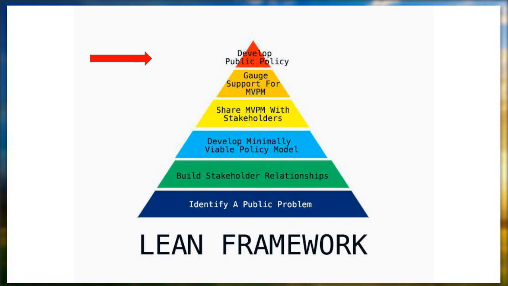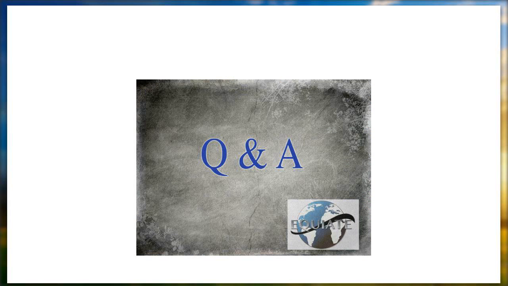Sixth and last step of the model is to develop your public policy. If all the other steps have been completed successfully, then the minimally viable policy model has proven itself, and the development of public policy can proceed with confidence that it will be supported and the effort required not wasted. Working this framework through creates a ladder in the game of snakes and ladders that public policy development sometimes can be, helping public policy development be a more efficient and effective process.